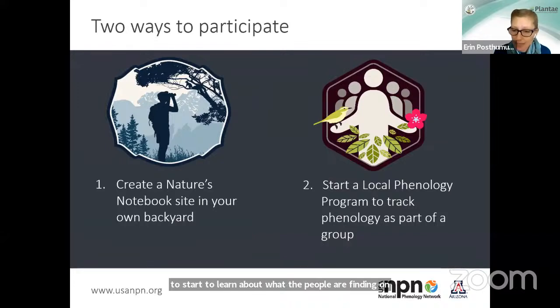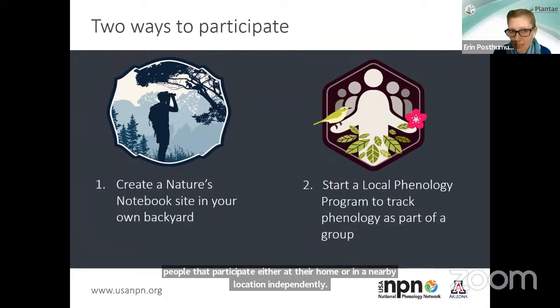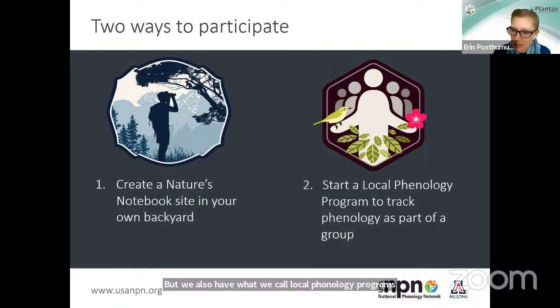There are two different ways that people can participate. I mentioned we have our backyard observers. These are people that participate either at their home or at a nearby location independently. But we also have what we call local phenology programs. And this has been more and more what we're focused on at the USA NPN. And we really feel like this provides people a way to come together in a social way and observe plants and animals together as a group.